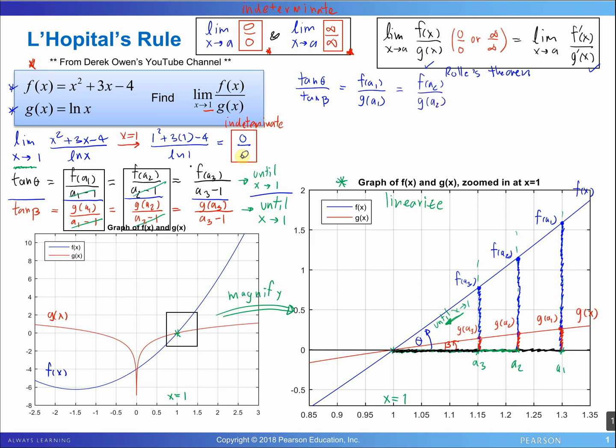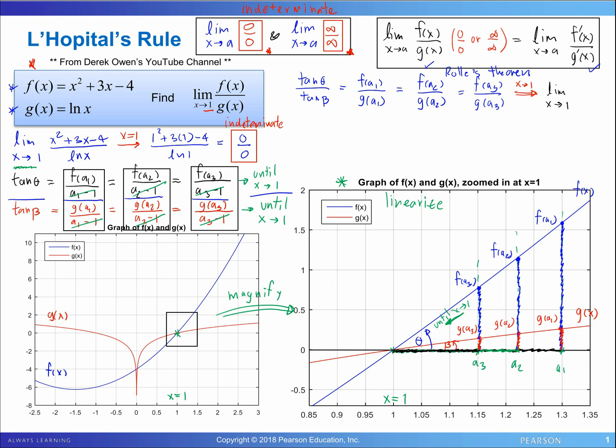Now next term. And we have cancellation again. a3 minus 1 cancels with this one. So over here we have f of a3 divided by g of a3. And this is going to keep going until x gets really, really close to 1. Which means that we have this condition, limit, when x approaches 1.